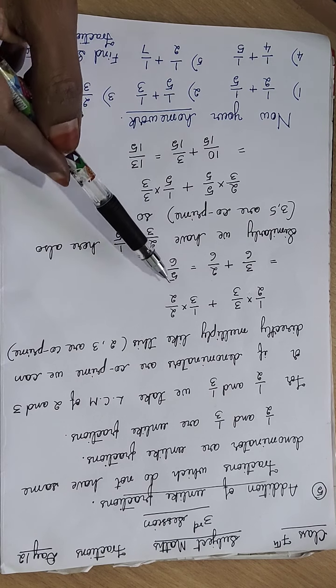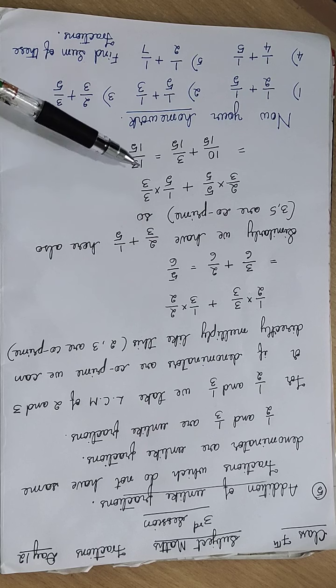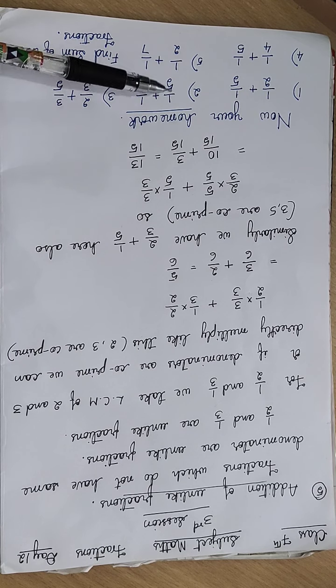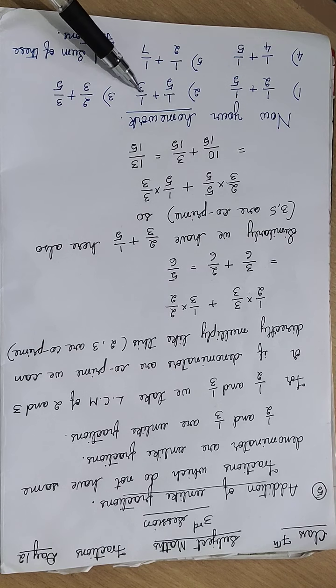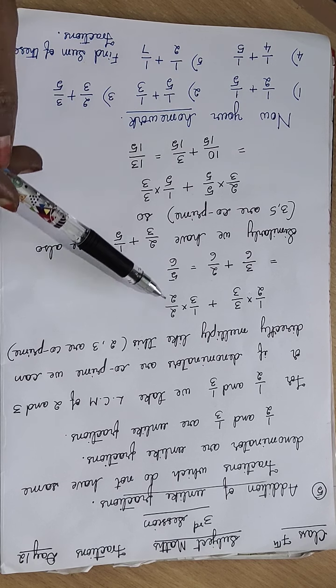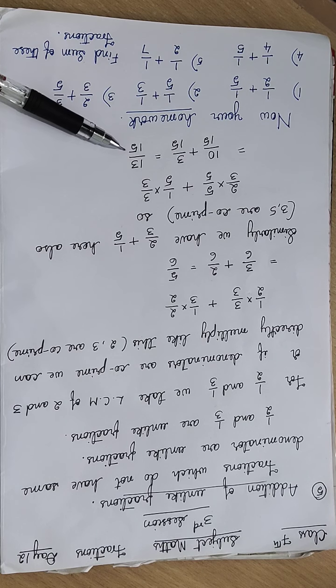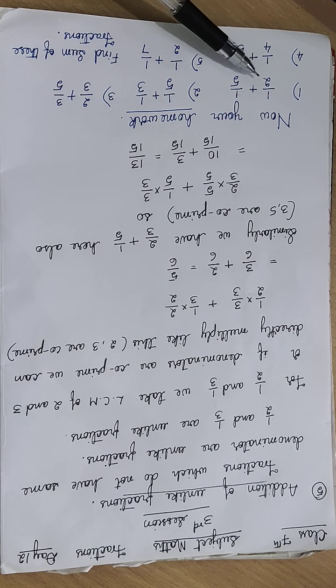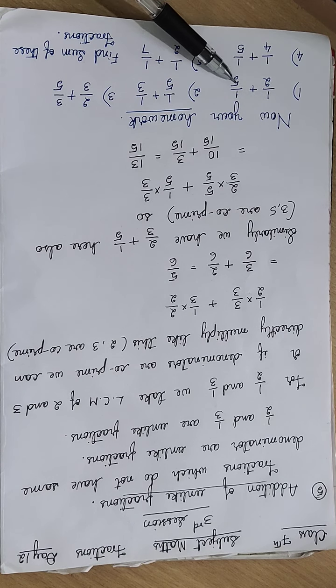Now, in the same way as we did in these two examples, do the homework for these 5 sums: 1, 2, 3, 4, 5. Once again go through all the steps and follow the same method to convert unlike fractions into like fractions, and do the addition of these two fractions to get the result.